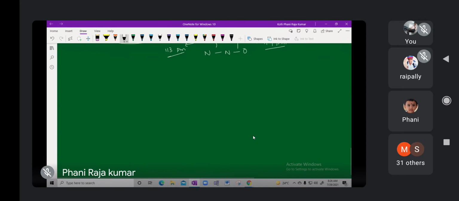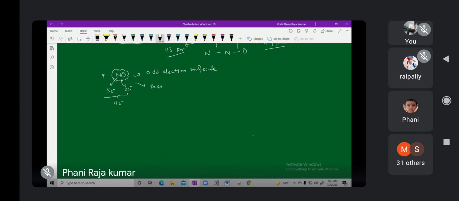Next, NO. So nitrogen has 5 valence electrons, oxygen has 6 valence electrons. So total 11 electrons. 11 electrons means how many pairs? 5 pairs plus one extra electron is there. That's why this type of molecules are called odd electron molecules. 5 pairs plus one electron, odd electron molecule.